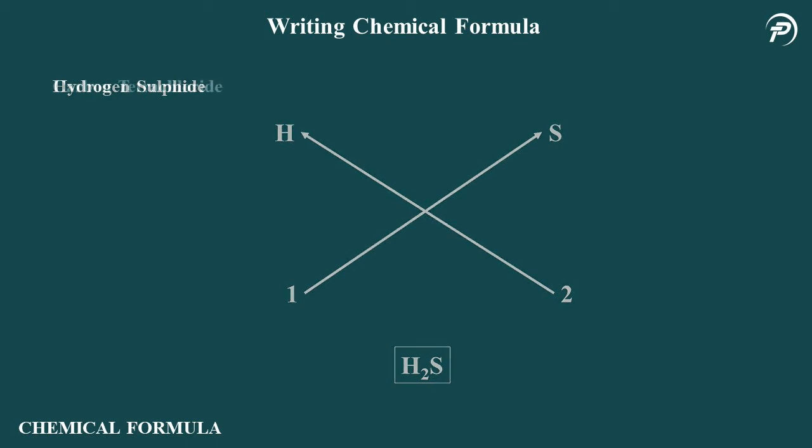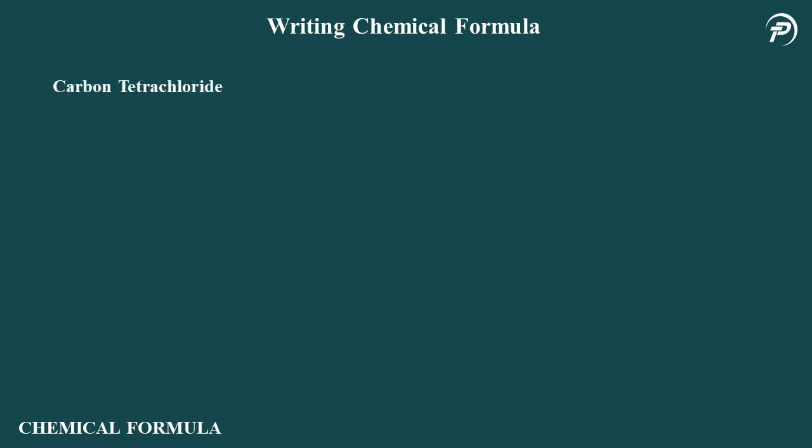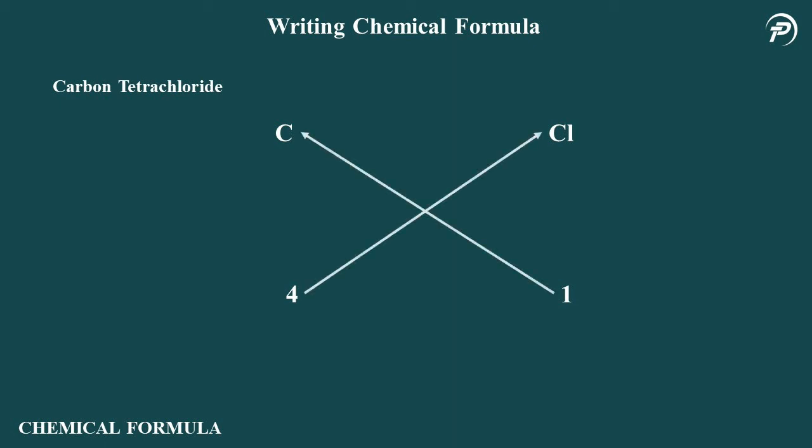Third example is carbon tetrachloride. To write the formula of this compound, first we have to write the symbols of constituent atoms, which are carbon and chlorine. Then their valencies just below the symbols, which is 4 for carbon and 1 for chlorine. Now we have to cross write the valencies in subscript with another atom of the compound. And that is how we got our formula, which is CCl4.